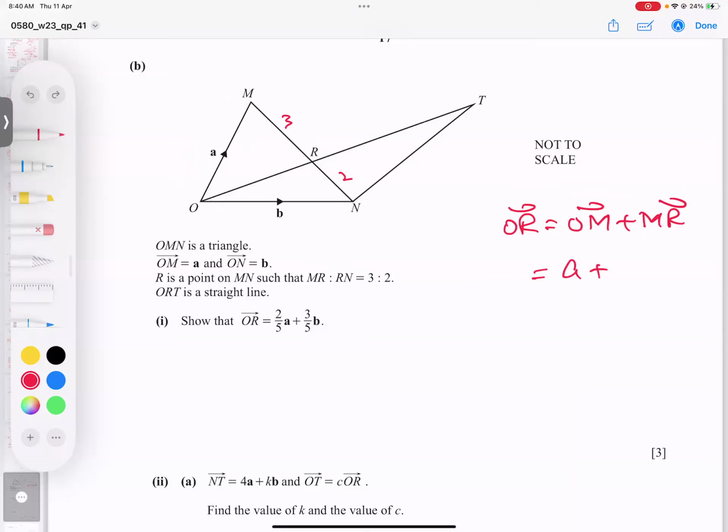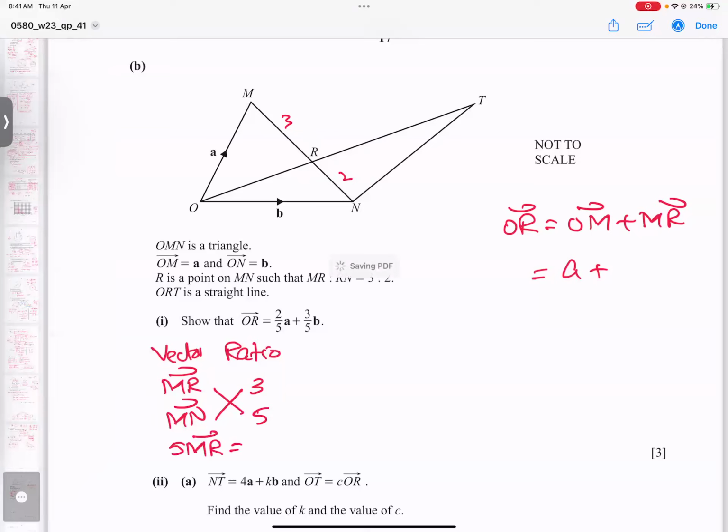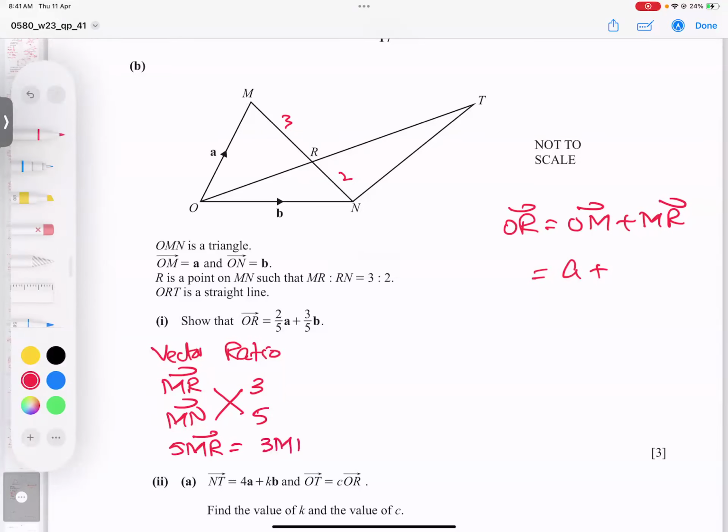I always teach my students, because I'm looking for MR, I write two titles: V for vector, R for ratio. Vector, looking for MR. I'm writing MR. MR vector has ratio 3, I write 3. And the total vector is MN, and that is 3 plus 2, a ratio of 5. So 5 ratio. Cross multiply: 5 times MR equals 3 times MN. I can do the shortcut even, but I think this makes more clarity.